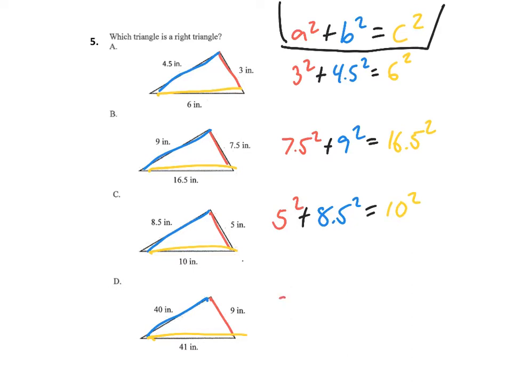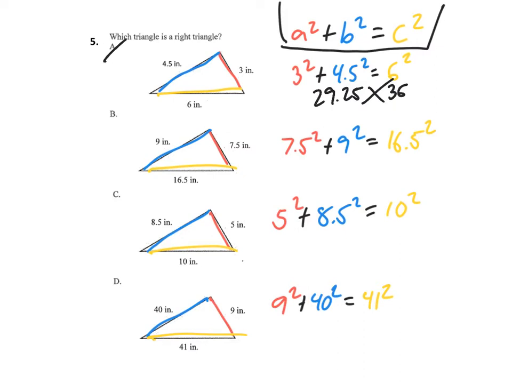And then on D, 9 squared plus the 40 squared and the 41 squared. So now all I'm going to do is go through and get a value for each one of these sections, and I'll see if my numbers match. So looking back at A, if I plug in that section, I get 29.25, and for 6 squared I get 36. So this one is out because these sides do not match.